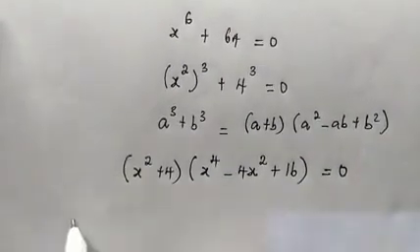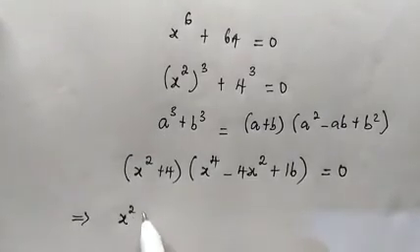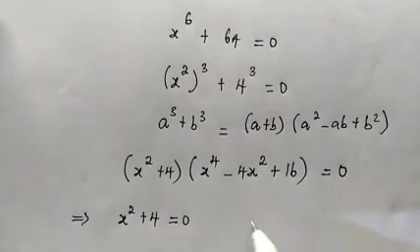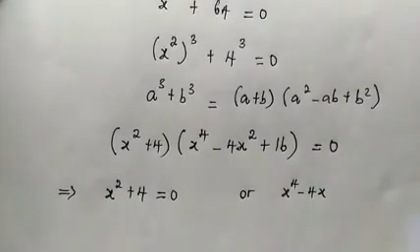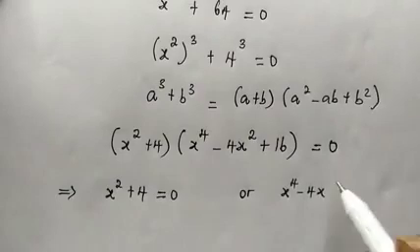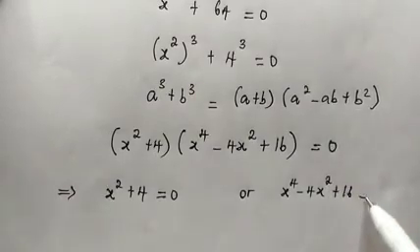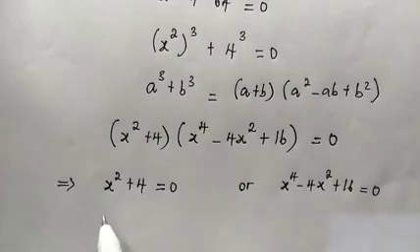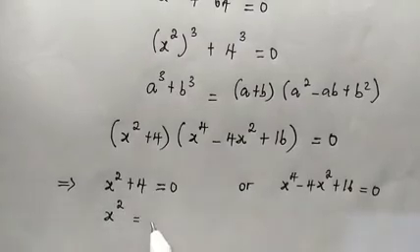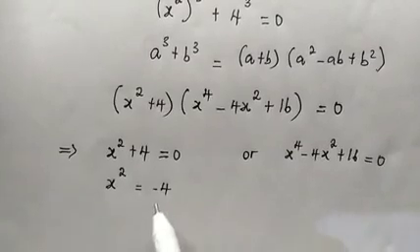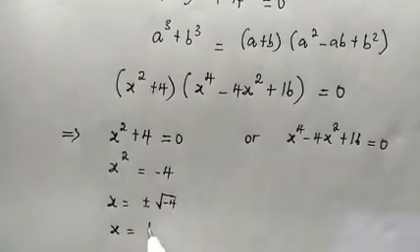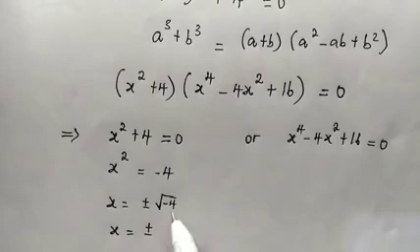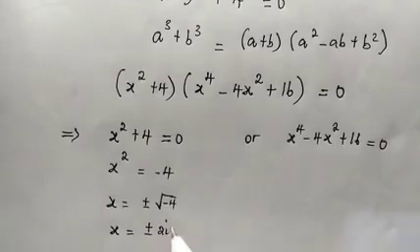So from here, this implies that either x squared plus 4 is equal to 0, or x to the power of 4 minus 4x squared plus 16 is equal to 0. Let's solve the first equation. x squared will be equal to negative 4, right? Then take the square root on both sides. We get x is equal to plus or minus the square root of negative 4. So x is equal to plus or minus, square root of negative 1 is i, and square root of 4 is 2. So we get 2i.